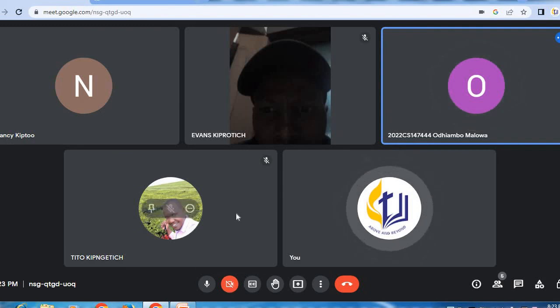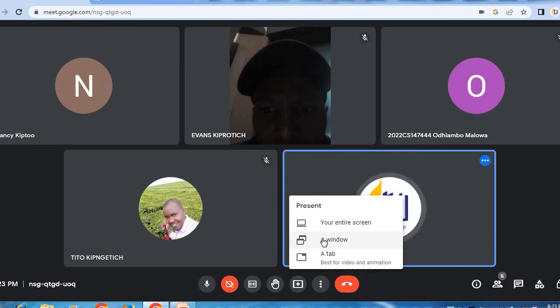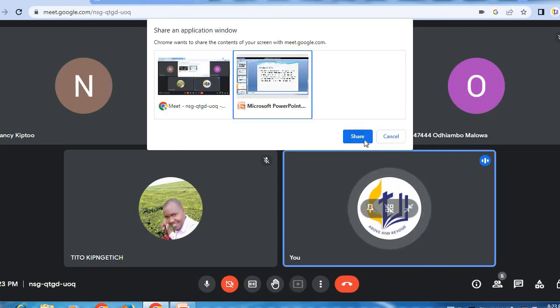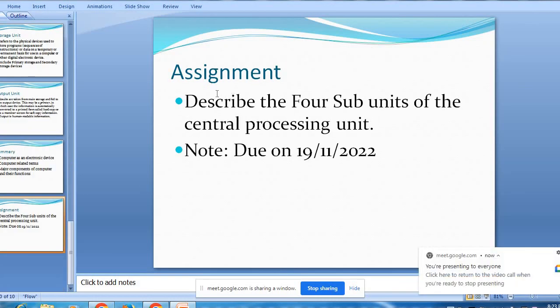I think this is marking the end of our lesson today. And before I release you, I would like you to handle this assignment that you will bring during our next lesson next week. Are you able to see the assignment from the screen that I have shared? Describe the 4 subunits of the central processing unit. Have you seen that? Yes, so you will describe the 4 subunits of the central processing unit.